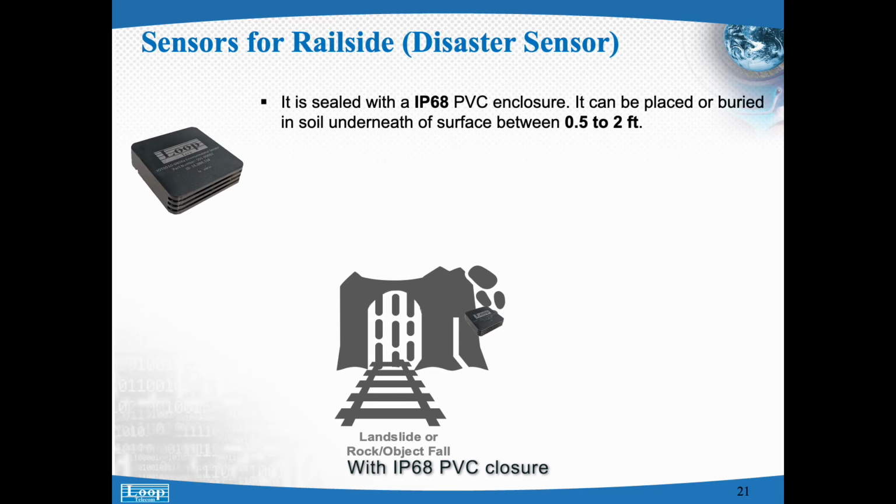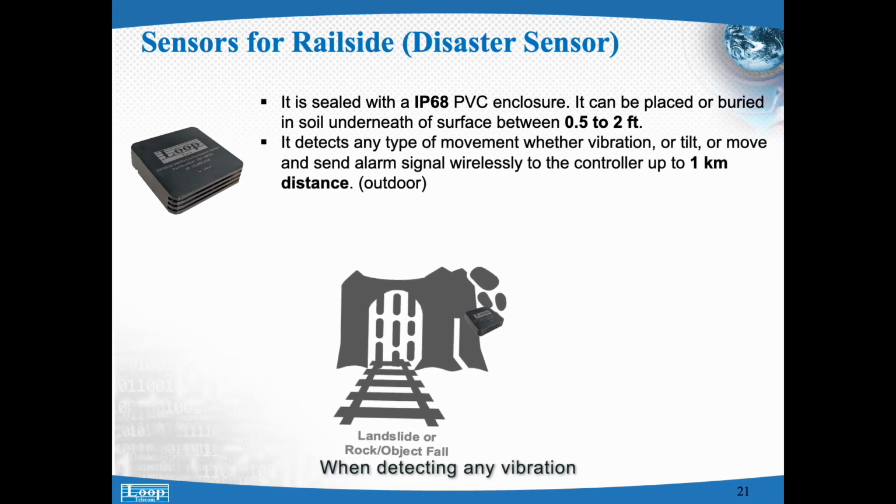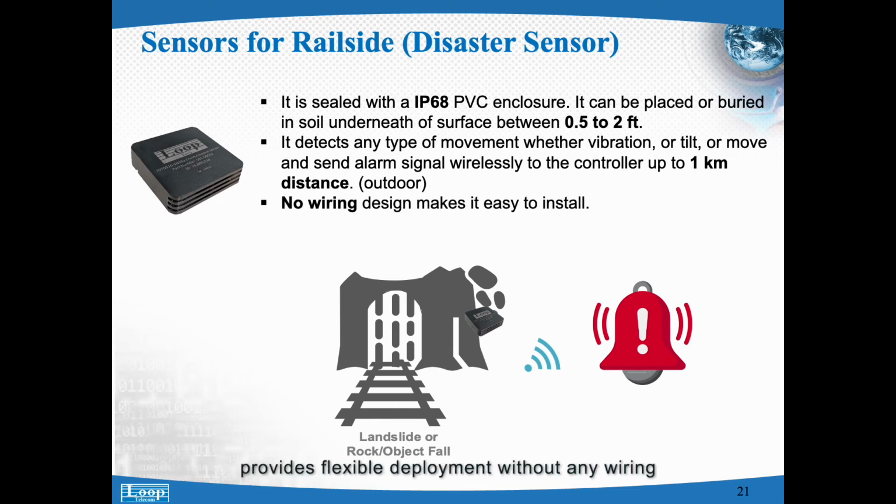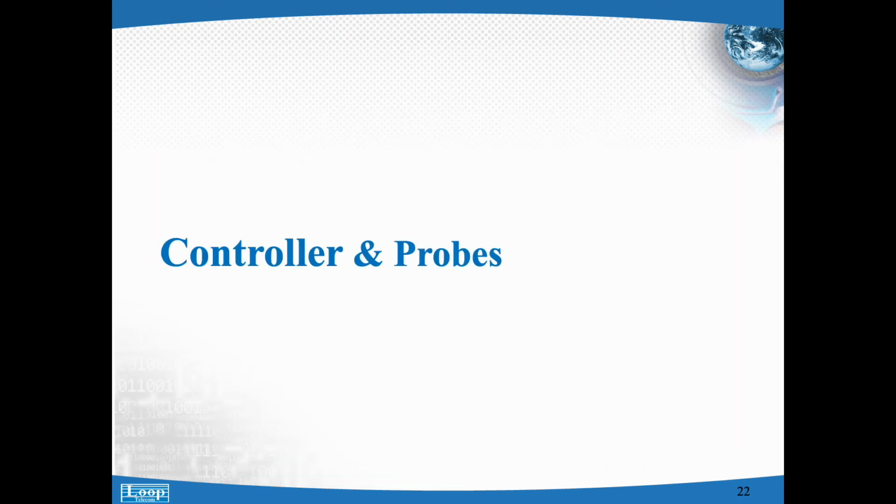The disaster sensor is suitable for landslide and rock falling areas. With IP68 PVC closure, the disaster sensor can be placed or buried in soil underneath of the surface. When detecting any vibration, tilt, shake, or movement, it sends the alarm signal wirelessly to the controller. The longest transmission distance is up to 1 km. The disaster sensor provides flexible deployment without any wiring installation.